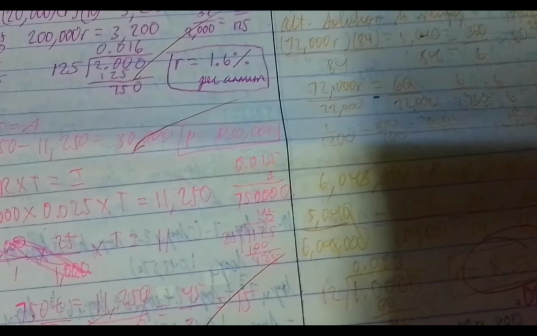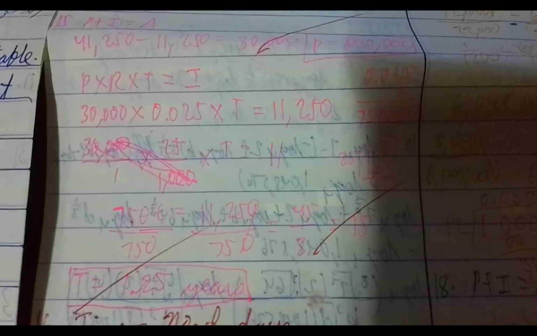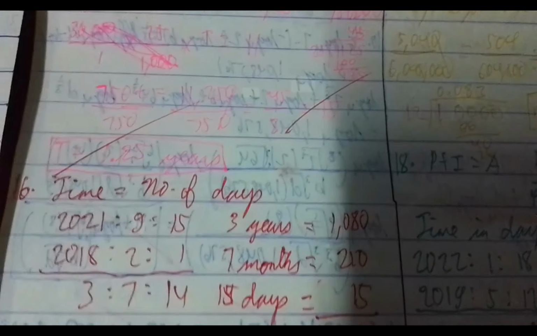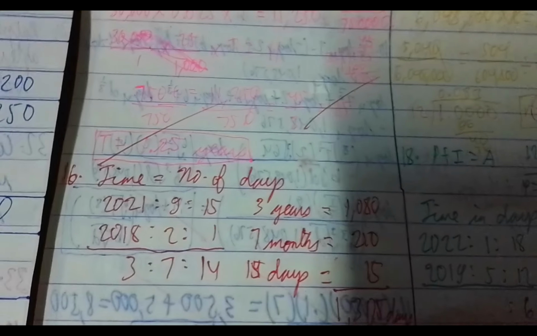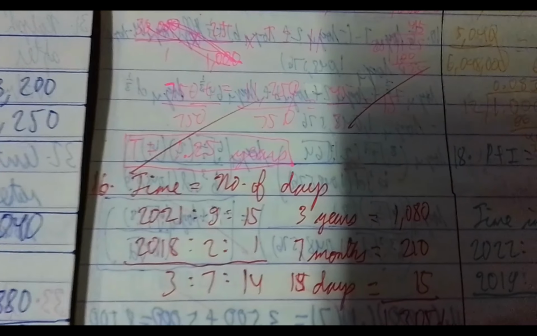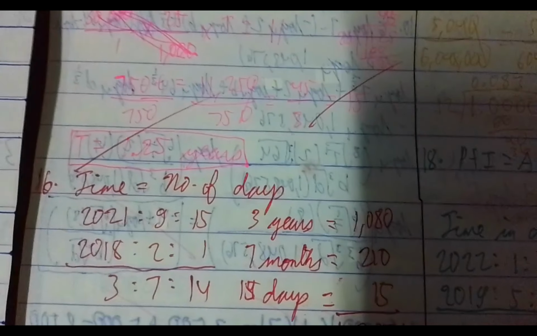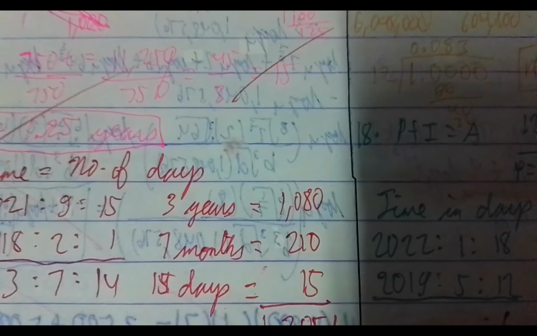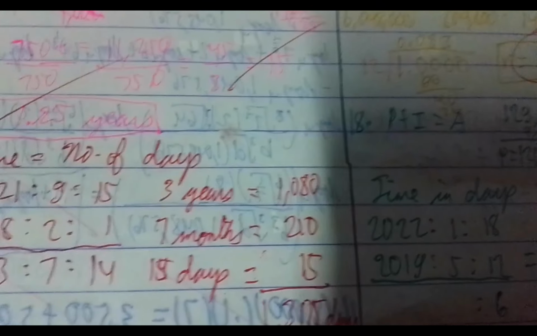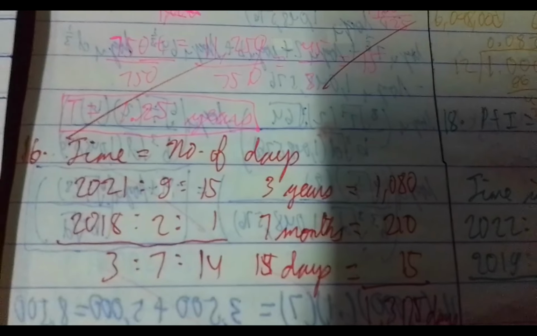The first thing that you're going to do is to analyze how many days will it take from February 1, 2018 to September 15, 2021. Ilang days? Kasi you have to compute for the number of days. Ito po yung ginawa ko sa solution sheet. So looking back at my solution sheet in number 16, we get the time interval. The time interval is September 15, 2021.